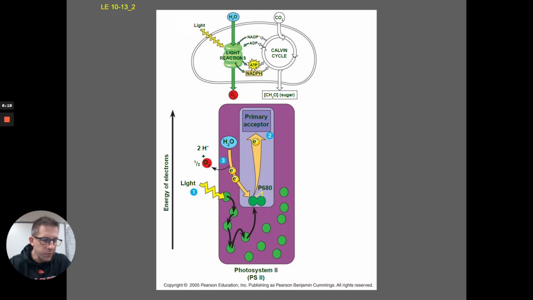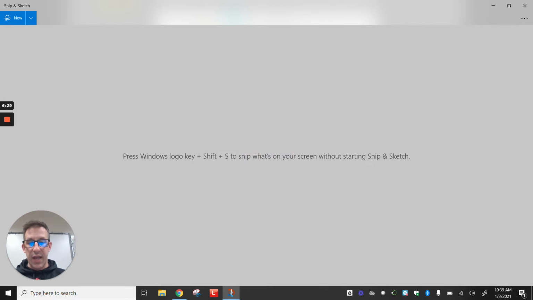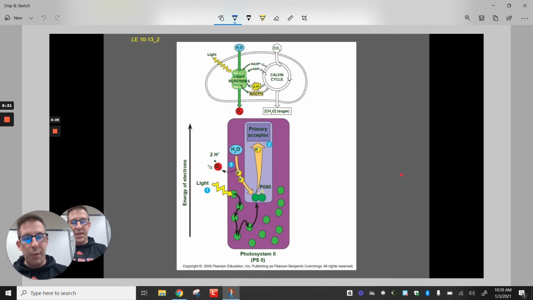Okay. So when need be, I'm going to take an opportunity to draw on the screen, and I think I'll take my first opportunity here to talk about exactly what it is that happens in this first photosystem. Okay, so in this process, photosystem 2 comes first. It is the first photosystem that is interacted with by light and electrons.